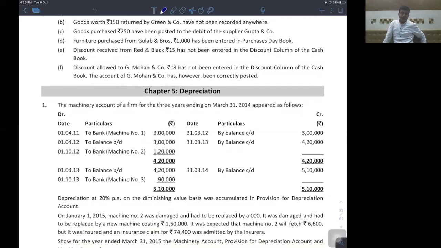Goods worth rupees 150 returned by Green and Company have not been recorded anywhere. So complete omission. Returned means sales return. The rectifying entry will be Green and Company account debit to sales return account 150. Whether it is without using suspense or with using suspense, because here there is no suspense account at all, in both the cases the rectification entry will be passed separately.